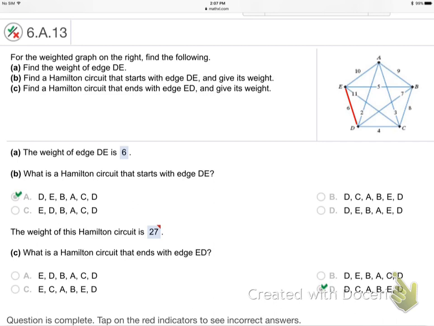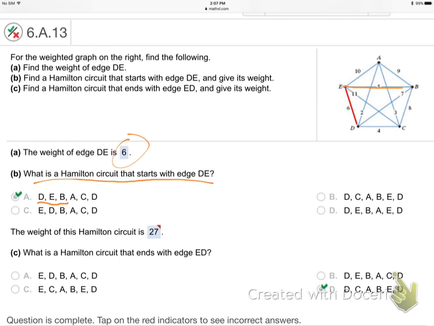How can we use math to help them do that? Well, first off, they're going to say, question A, find the weight of edge DE. So DE is 6, right? I already answered that on there. DE is 6. And then next question, what is a Hamilton circuit that starts with DE? Well, DEB, I guess. Again, we've already got the answers on all these.